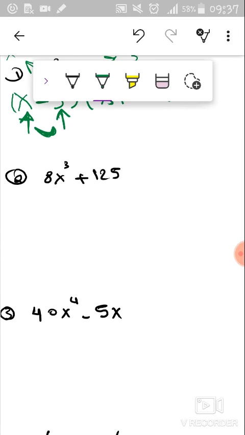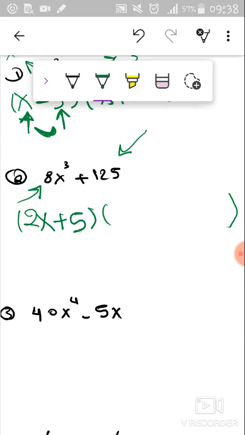Okay, next. Here we also have an expression consisting of two terms. The first has a cubic root and the second has a cubic root. So I will open a small bracket and a big one. The small one is going to be 2x plus 5. In the big bracket we square the first term, so it will be 4x squared, and we square the second one, so it will be 25 with a positive sign. The middle will be the product of the two terms with the sign changed, so it will be negative 10x.